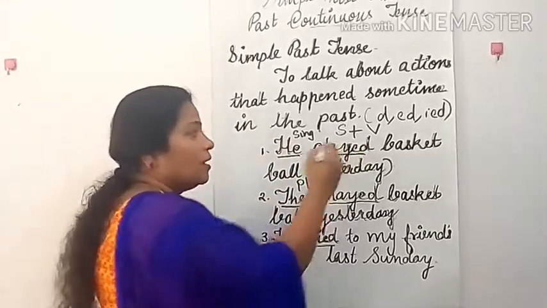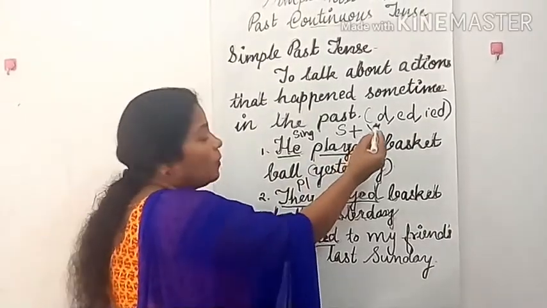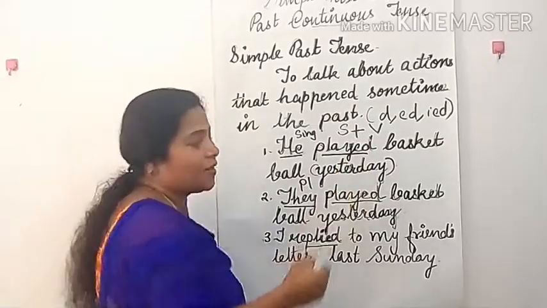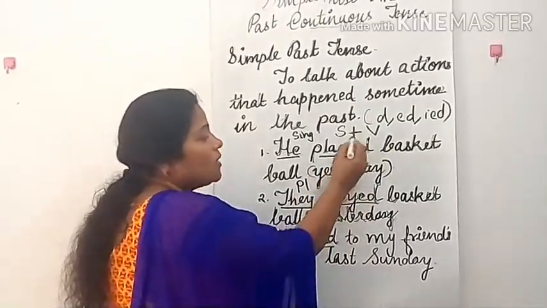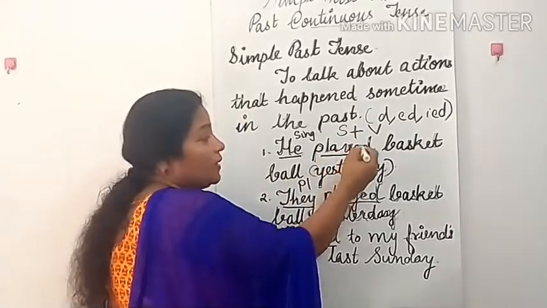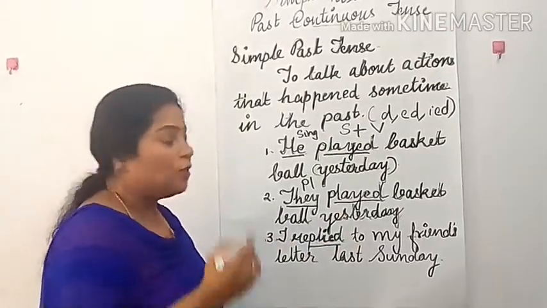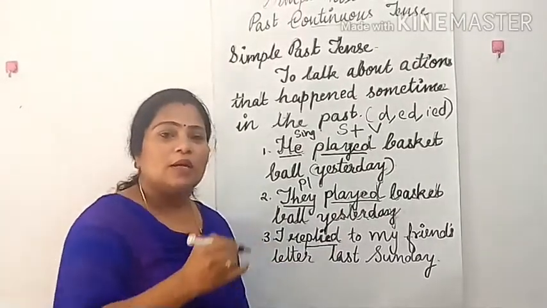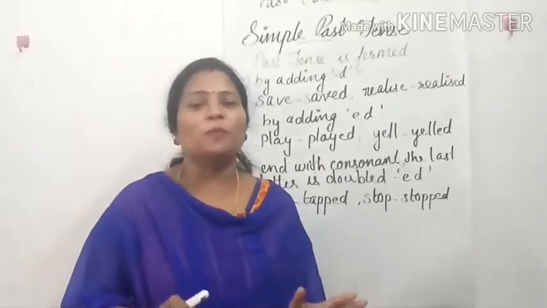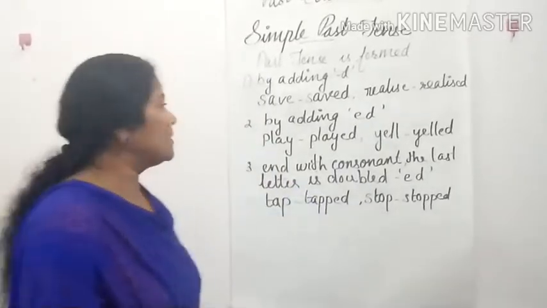Now we came to know over here the spelling. As we said, it is formed by D, ED or IED. Now in all these cases, there's a difference in spelling, right? Now how these spellings are formed, that means how can we know whether it is D or ED or IED that is added? So that's what we are going to study next. Kids, there are some ways to form the simple past tense. Let's see some of these.